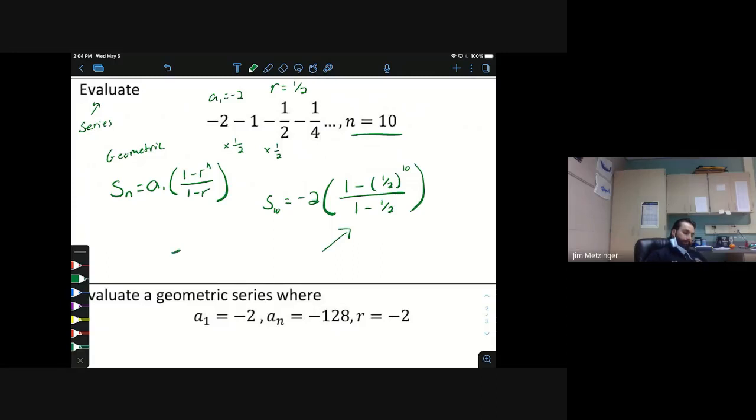I get -1023 over 256, or -3.996. And you can always use 0.5 instead of 1/2.